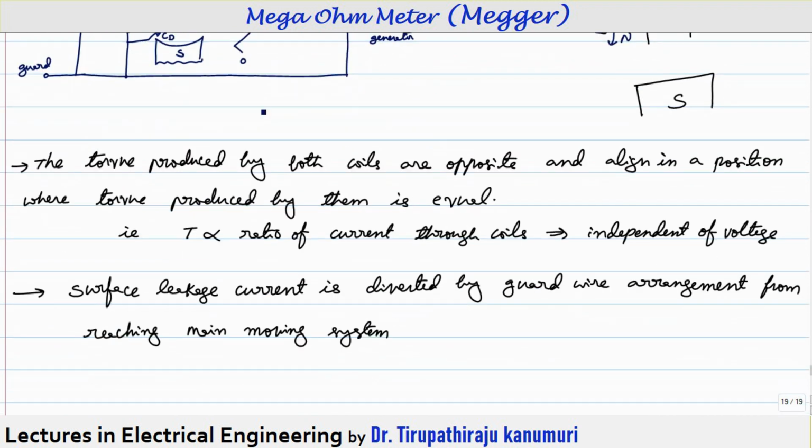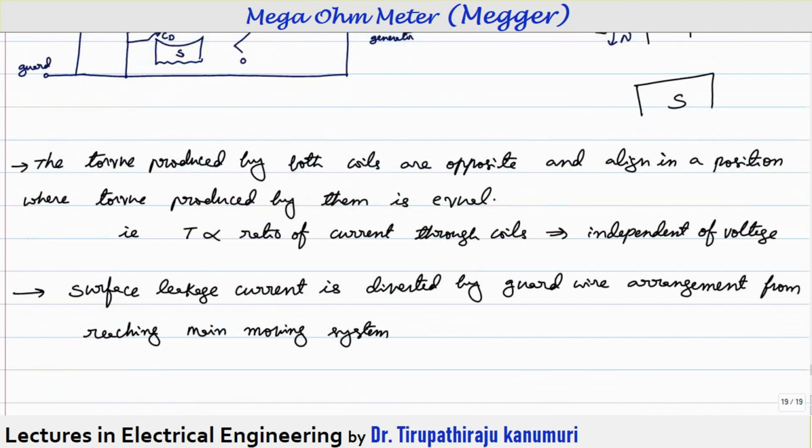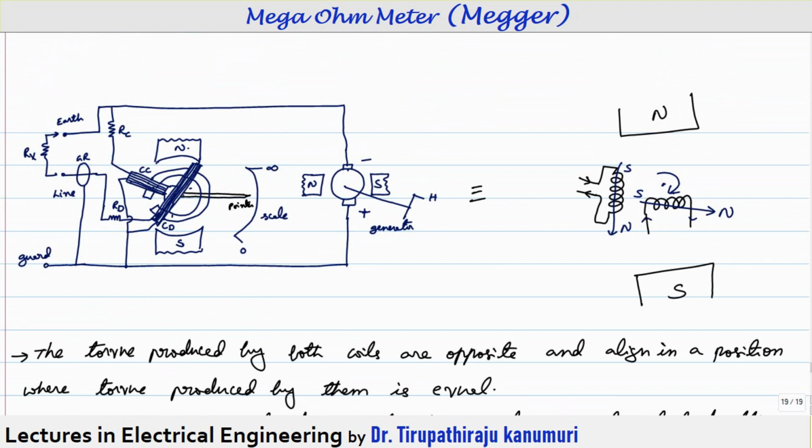So generally we are going to see in the analog type of instrument, there I am going to derive the equation for the torque. So the torque will be the ratio of the currents passing through these two coils. As we are taking the ratio, it is independent of the voltage that is applied, because the current passing through both coils depends on the voltage that is applied. We are taking the ratio, so the voltage term will cancel out. So it is independent of voltage. And in order to divert the surface leakage current, the guard wire arrangement is used so that the current is directed away from the main moving system and it is not affected.